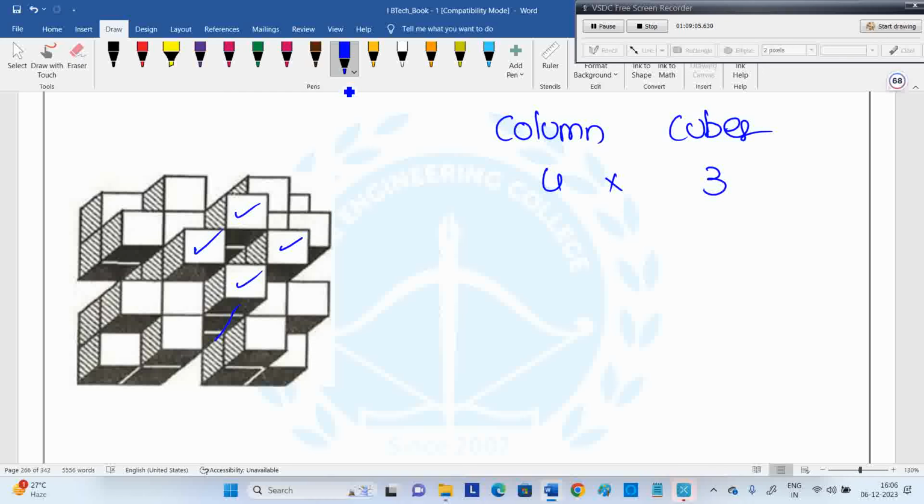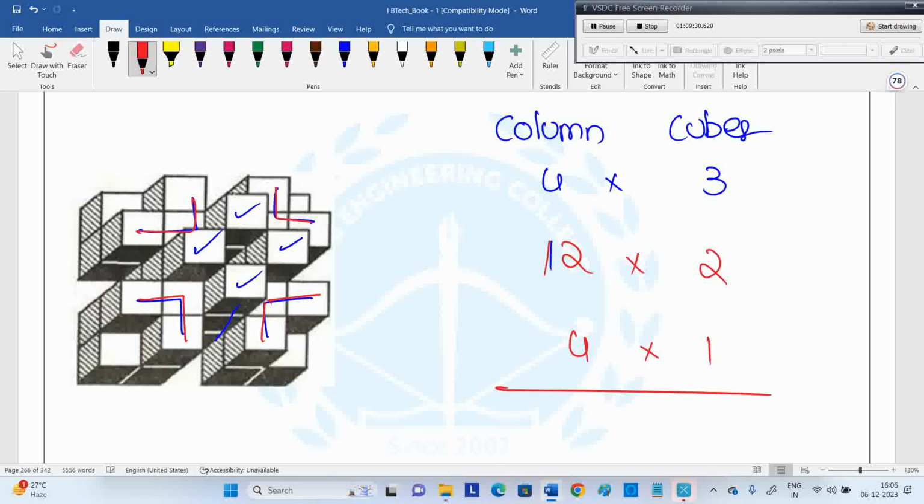Then this 3, this 3, here 3, here 3 means 12. The 12 columns, each one is having 2. This 12, this 3, this 3, this 3 and this 3. 12, each one is having 2. 12 into 2, and 4 at the corner. 4 corners, each one 1 cube. So 12 plus 24, 36 plus 4, 40.